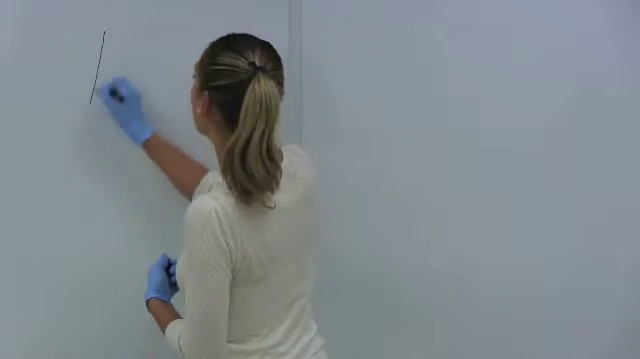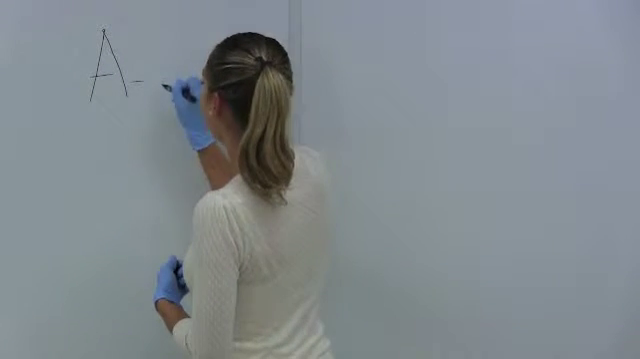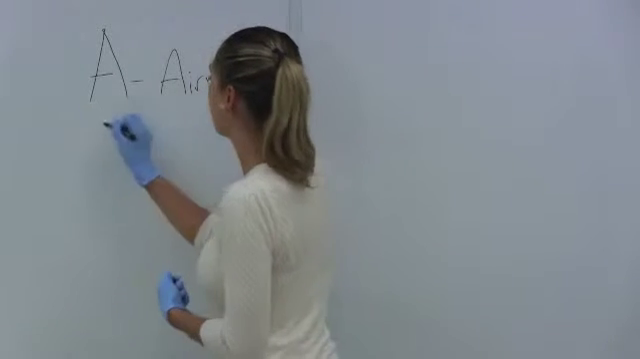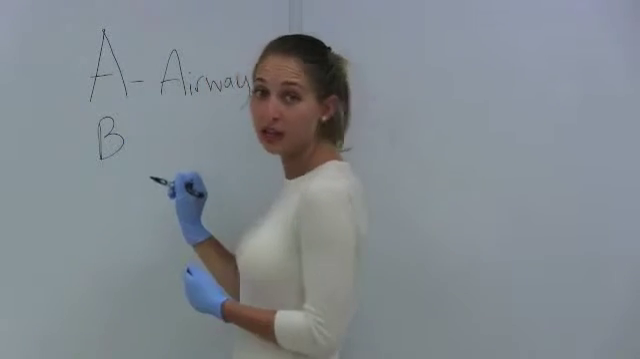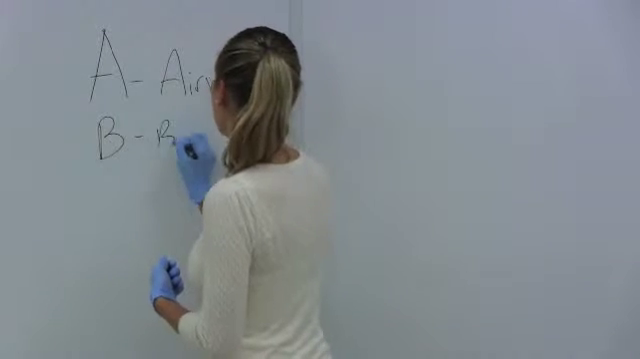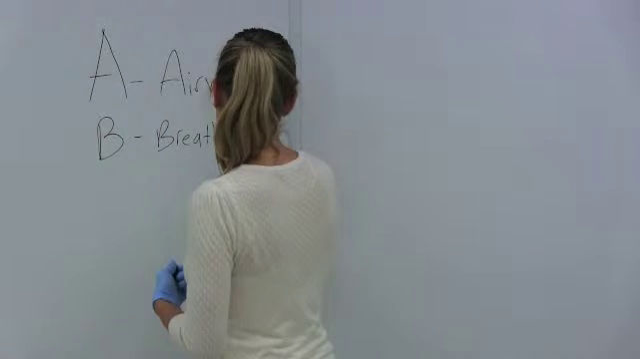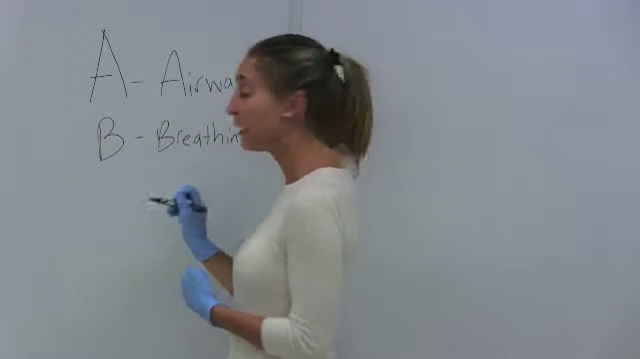Now we're going to teach you the 3 most critical steps in dealing with any kind of trauma victim. These are the A, B, C's of trauma. A for airway. B for breathing. And C for circulation.